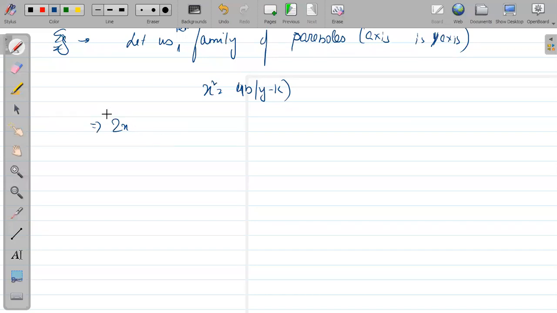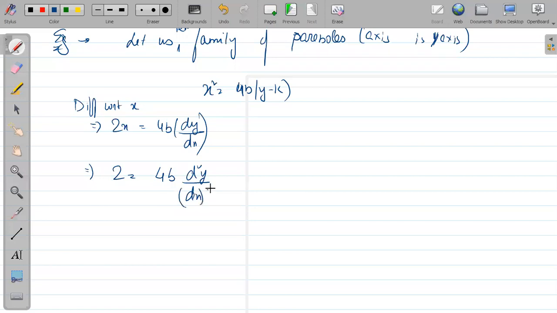So here suppose I am writing differentiating with respect to x. So twice x is equal to 4b y dash. Is it correct? Y dash means what? dy by dx. And this will be 0, 4b k it will be 0. Okay. So we have differentiated for one time. Second time also we have to differentiate it. That's obvious. So 4b dy by dx whole square.